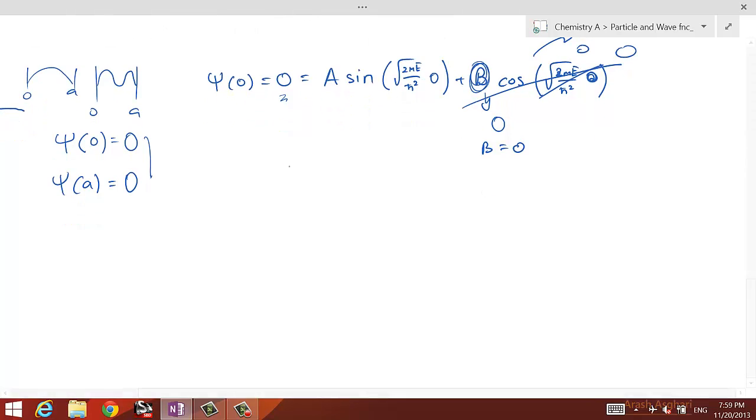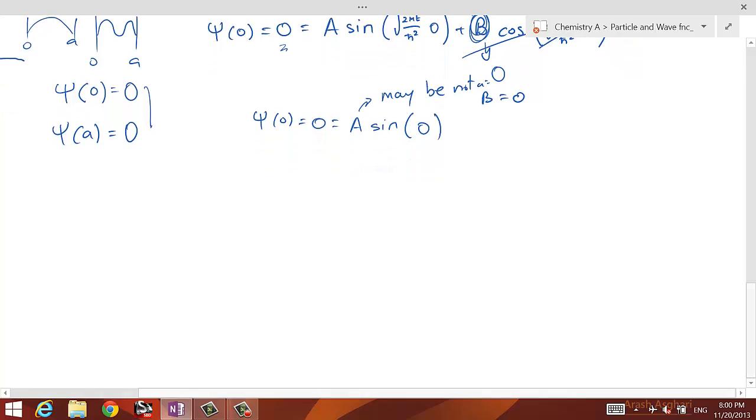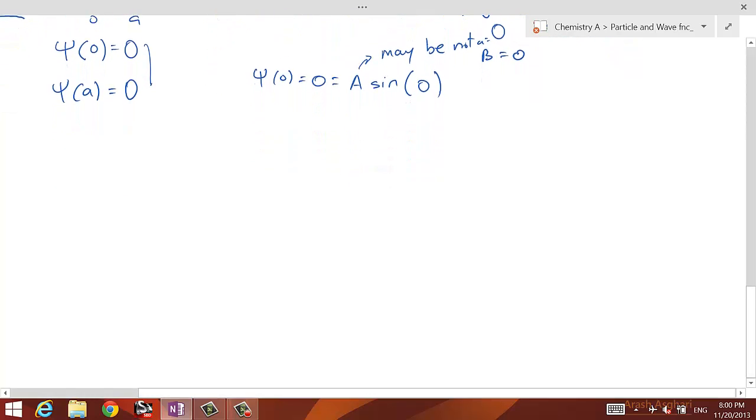Now you get psi 0, which equals 0, equals A sine of the square root of 2me over h bar square times 0. This multiplies 0, so the term inside is 0. Sine 0 is 0, right? So A may be not 0, but B must be 0. So A may be something that is not 0.